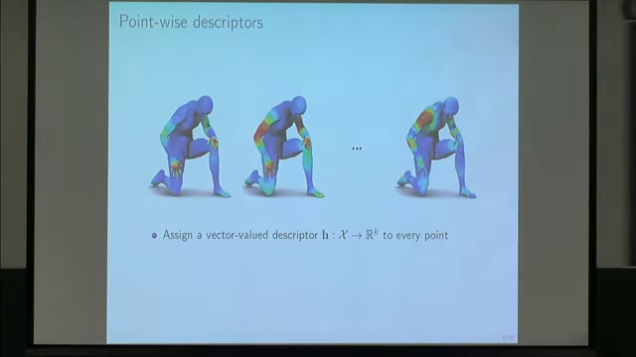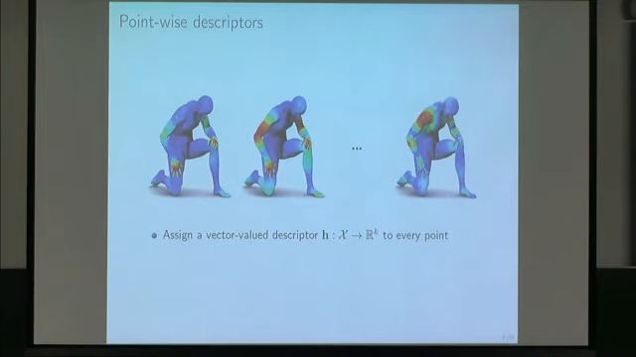So basically, I will assign some vector valued function to every point on the manifold, and it will be constructed in such a way that it will be sufficiently repeatable, sufficiently stable under a certain class of deformations, let's say. So if I have, for example, this shape and some deformation of this shape, I will see more or less the same descriptor field on both.